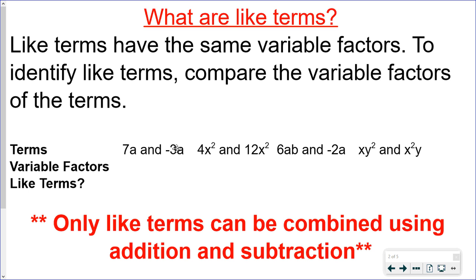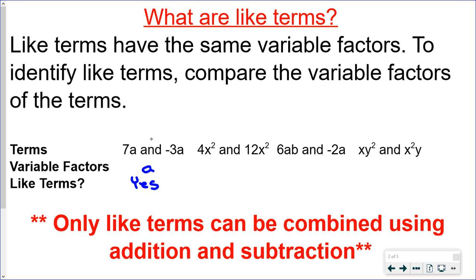So 7a and negative 3a are called terms, and these terms could be added or subtracted together. First, before we can determine if we can add or subtract them together, we have to determine, do they have the same variable factors? The variable factors for both of these are a. So are these like terms? Yes, because their variable factors are the same. So if they have the same variable factors, then I could add or subtract these together.